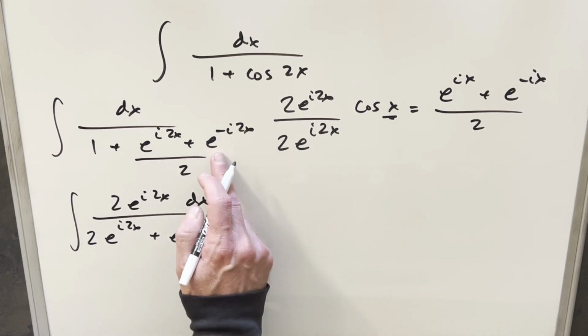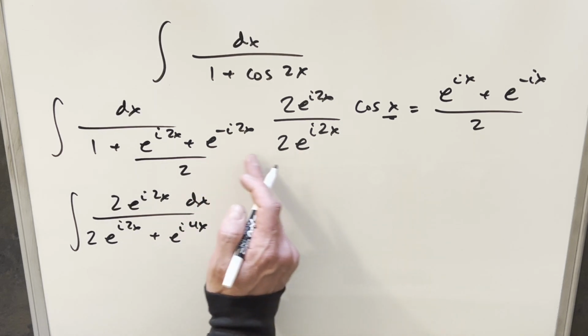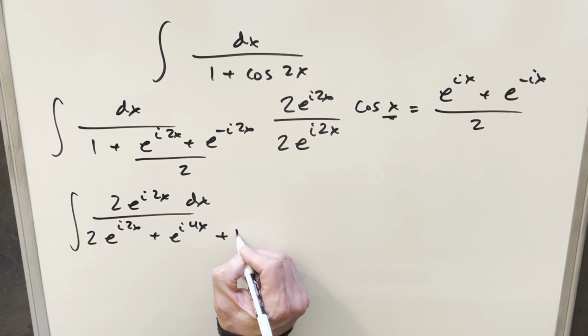And then when we multiply it on the last term, the 2's cancel, but then we end up with e to the 0. So this is just going to be 1.